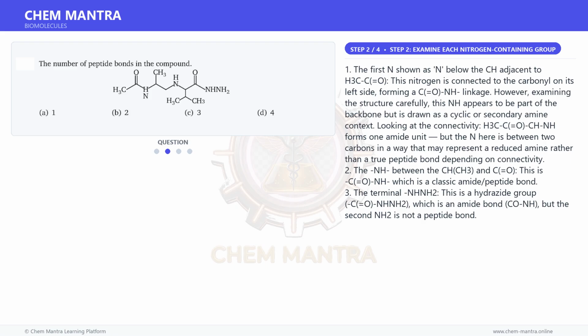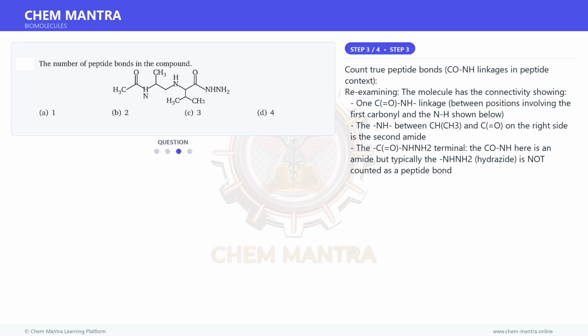This is C=O NH, which is a classic amide peptide bond. 3. The terminal NHNH2, this is a hydrazide group. C=O-NHNH2, which is an amide bond, CONH, but the second NH2 is not a peptide bond. Moving on to the next step.